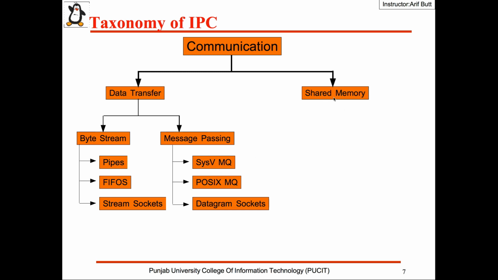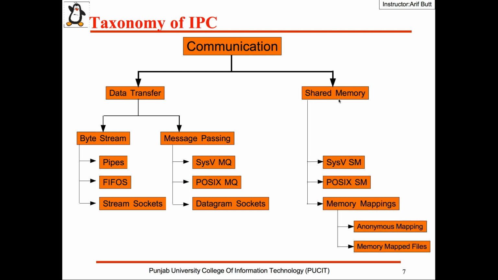Well, as far as shared memory is concerned, most of the modern Unix-based systems provide three flavors of shared memory. And these are System 5 shared memory, POSIX shared memory, and memory mappings. We will see all these in detail in our future session, inshallah.